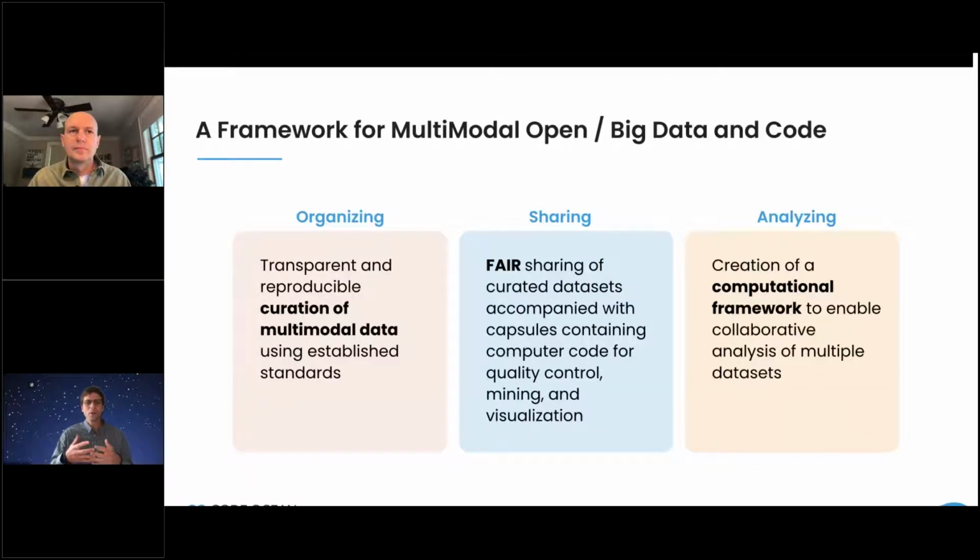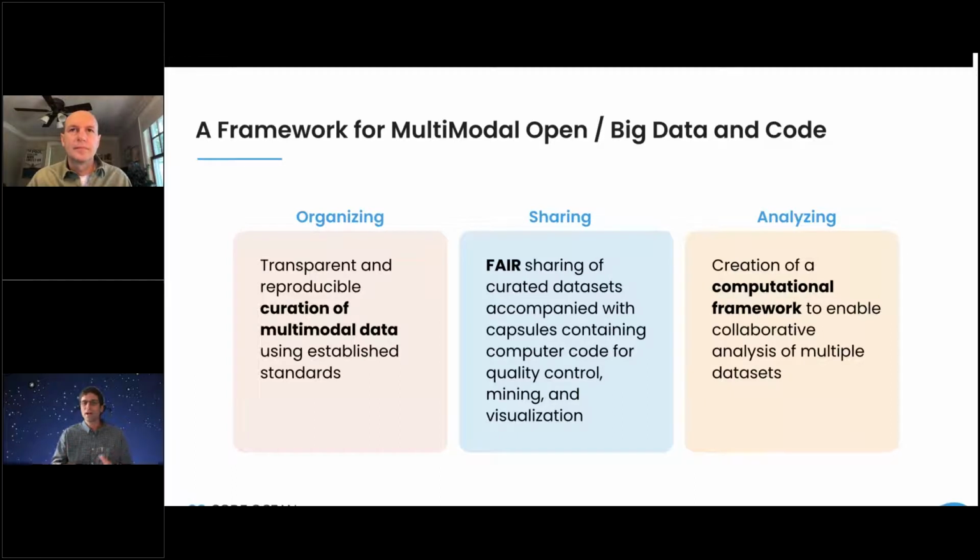And what we are proposing here is a framework for multimodal data analysis. So first, we would like to help the community create multimodal data sets in a transparent and reproducible manner using established standards. And that will definitely help us share more efficiently those data sets. So we want to make those data sets easier to find, easier to access, easier to combine, and easier to use.